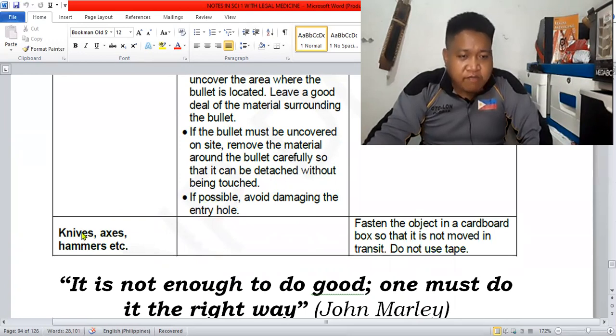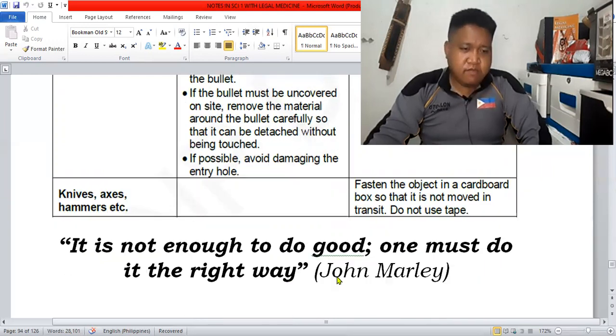Knives and axes naman. Yan, hammers. Fasten the object in a cardboard box so that it is not moved in transit. Do not use tape. Okay, so those are the procedures in the collection and preservation of evidence.